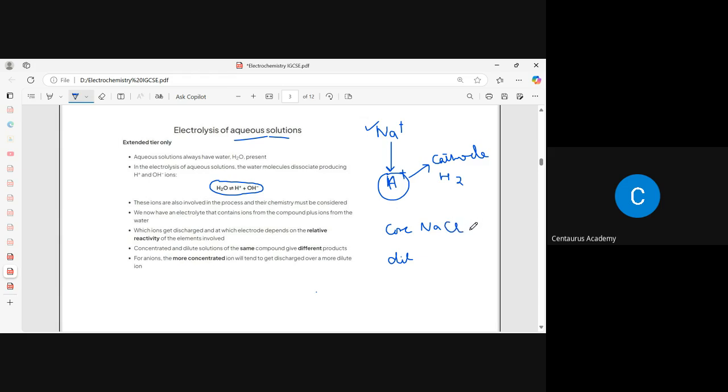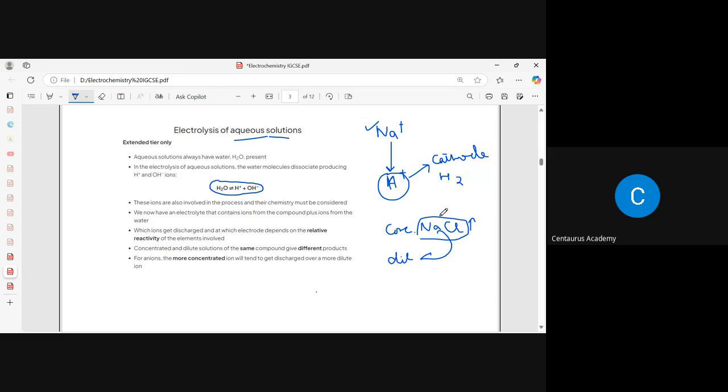Okay, there is more amount of the solute and less amount of water. This means that sodium ions and chloride ions are more as compared to hydrogen ions and hydroxide ions. Whereas dilute aqueous, or simply dilute sodium chloride, would mean that you have less concentration of the solute and more amount of the hydrogen ions and the hydroxide ions. Okay, so what happens in this scenario?